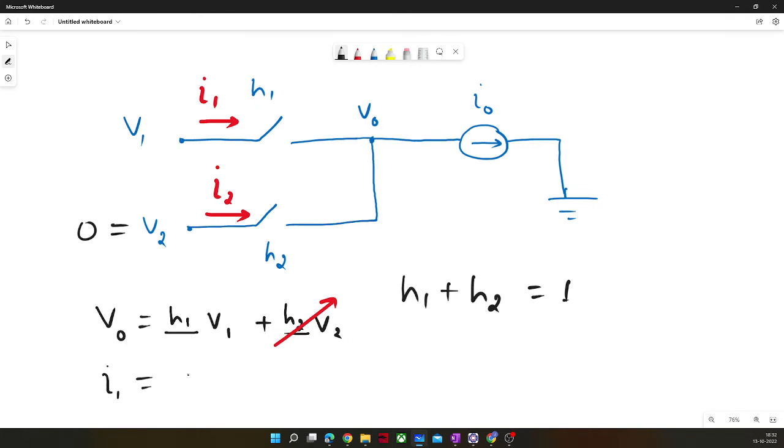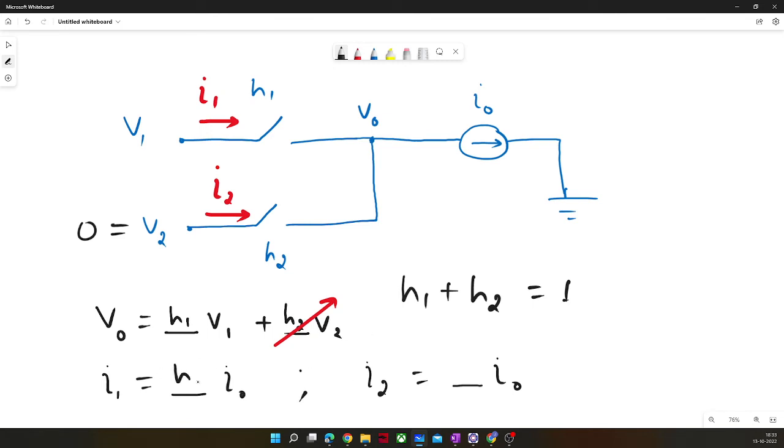So I want to know more about I1 and I2. What will be I1 and I2? Because I naught is known, right? In terms of I naught, I1 is equal to something times I naught. Can anybody help me with this?